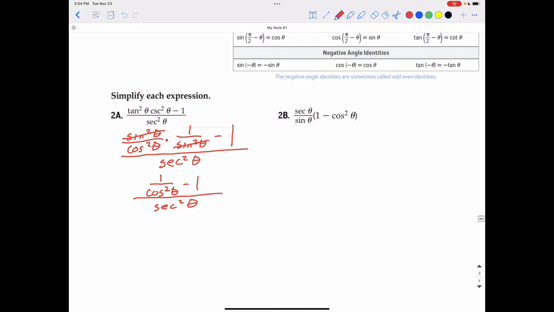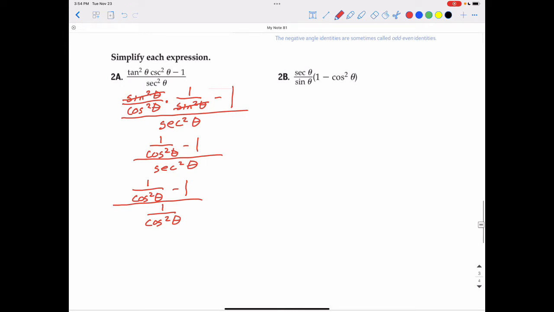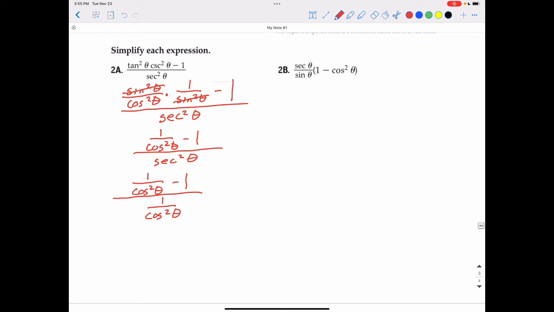So that means I have 1 over cosine squared theta minus 1. All of that is going to be over 1 over cosine squared theta. Dividing by a fraction is the same thing as multiplying by its reciprocal. So I'm going to rewrite that as 1 over cosine squared theta minus 1, times the reciprocal of 1 over cosine squared theta, which is in the denominator, which is just cosine squared theta.